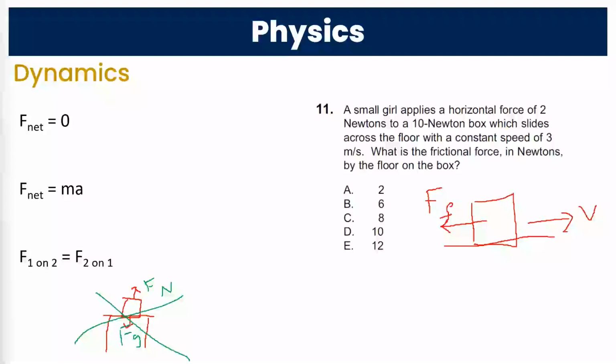So what do we think the answer is for this one? A kilometer applies a horizontal force of 2 newtons to a 10 Newton box, which slides across the floor at a constant speed of 3 meters per second. What is the frictional force? This is actually a trick question. What rule applies? The first law, second law, or third law with this one?